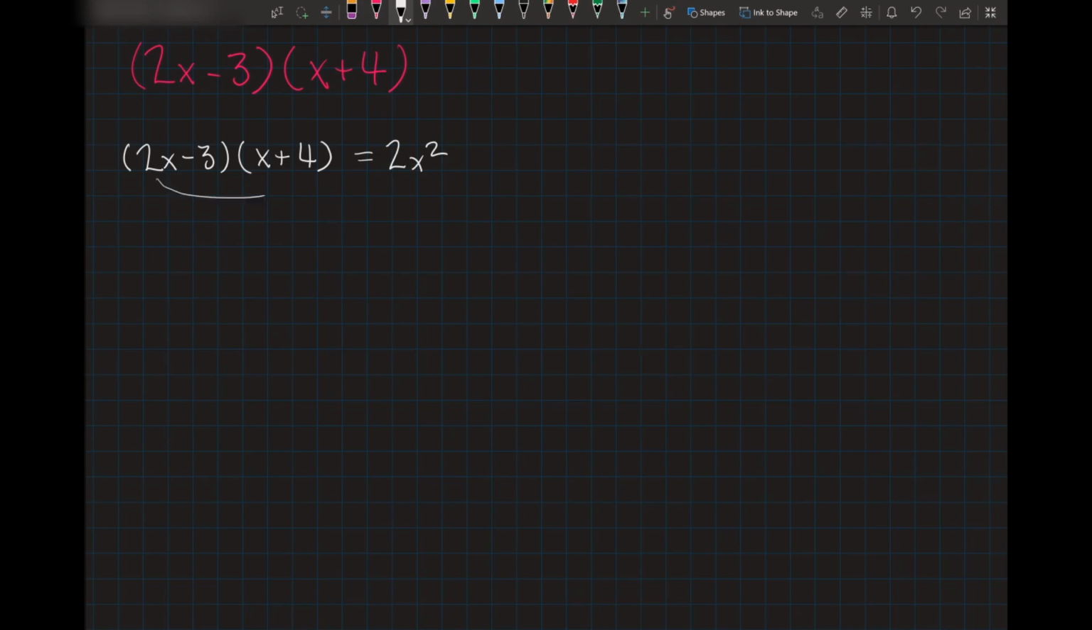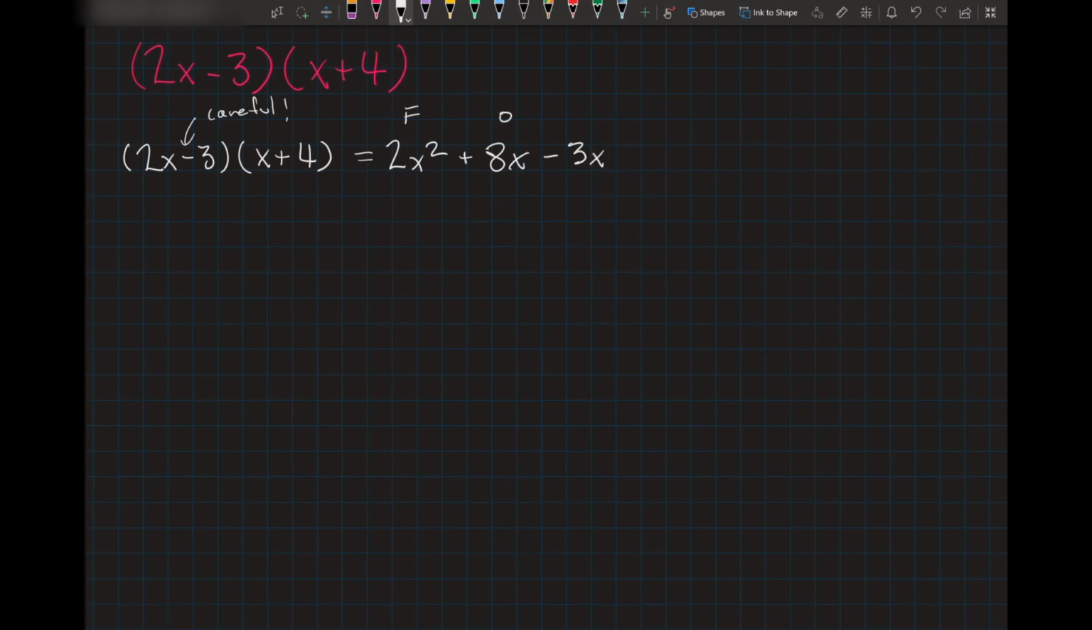And then we're going to do the outers. Alright, so 2x times 4, well, 2 times 4 is 8. These are both positive. So I'm going to write this down as plus 8x. So, right, we did first, we did outer, now we need to do the inners. This is where you need to be careful. Right here, negative sign, careful. Danger. So we've got negative 3 times x. That's going to be minus 3x.